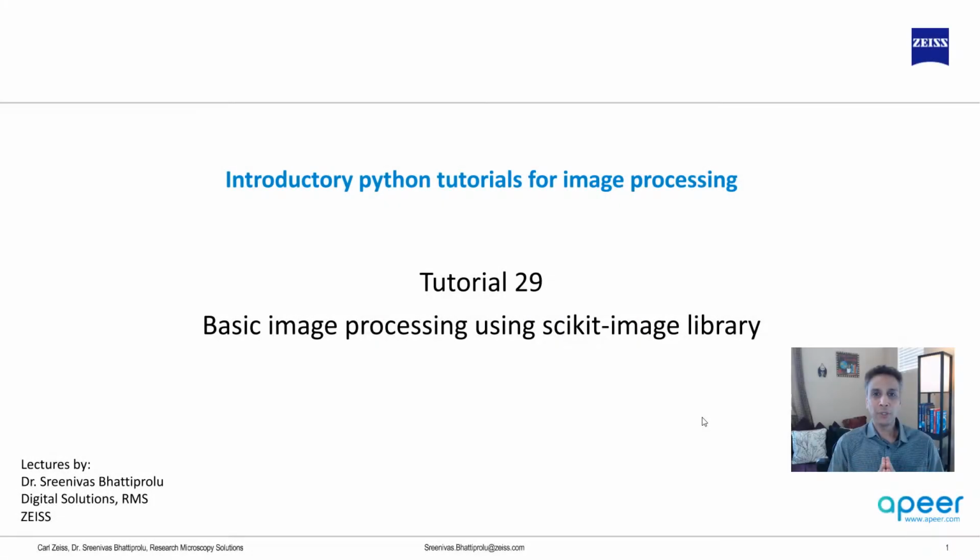Hi everyone, welcome to tutorial 29 of our introductory Python for image processing tutorial series. Now in today's tutorial, I'm going to provide a few basics of Scikit-image based image processing. Scikit-image is one of the two primary libraries for image processing that we are going to use. One, of course, Scikit-image, and the other OpenCV. So the next tutorial is going to be about OpenCV.